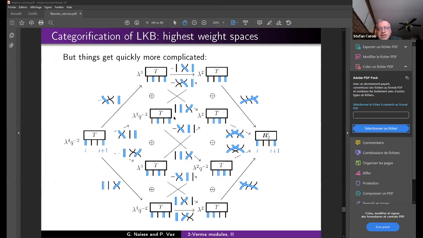Second weight space means you are tensoring each time with a fundamental representation and you detect? Second weight space means you are tensoring the highest weight space. So when you act with F, you arrive in the second weight space. That's what I mean. But that's what you are doing: you are tensoring with a very small representation, with a fundamental representation, and then you are reading the relations out of that, right? You are reading the action and the relations, no?